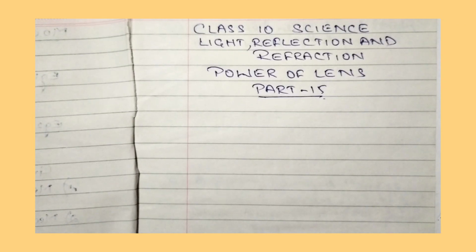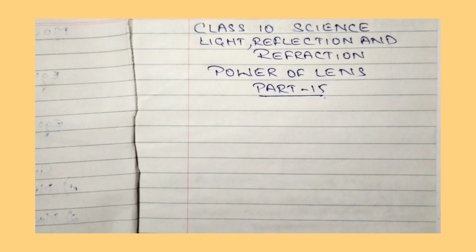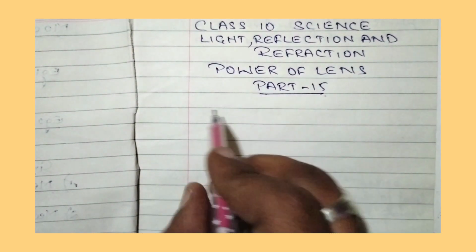In this video we are going to continue class 10 science light reflection and refraction, and this is the last part. In the last part, that is part number 15, we are going to study about power of lens. In the previous video, part number 14, we solved the numericals related to concave and convex lens. So now let us move to power of lens.